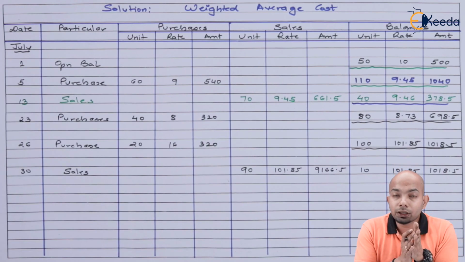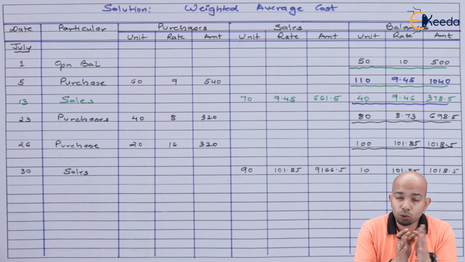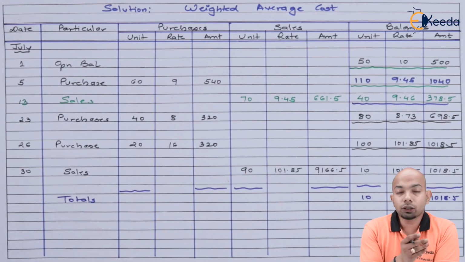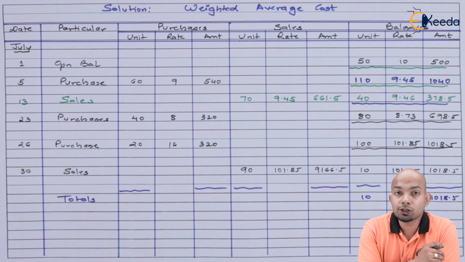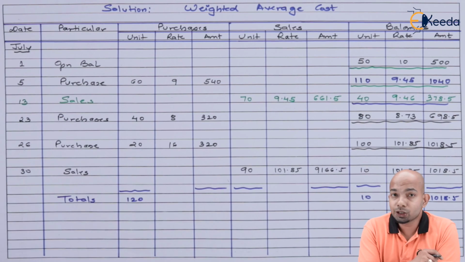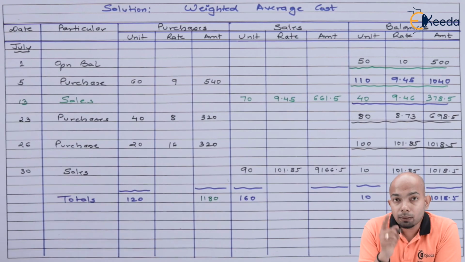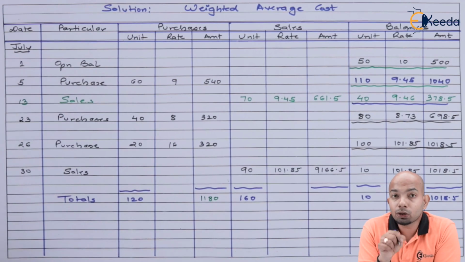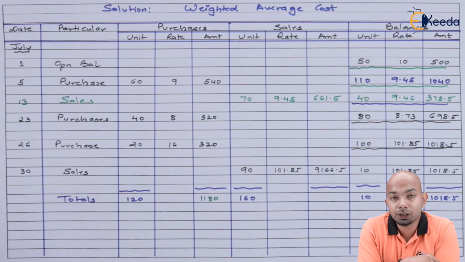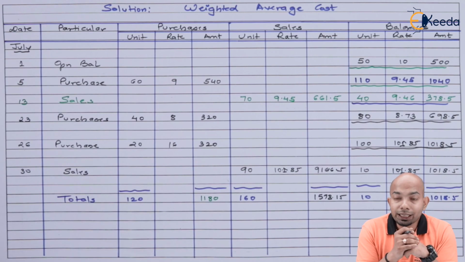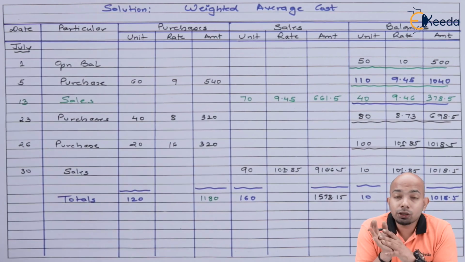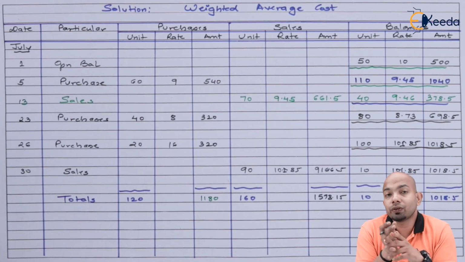Now again, when we have to prepare the totals here, we'll have to mention all these details. The balance total is easy. 10 units quantity is left as balance and the amount is 1018.5. Let's total the purchase column. Quantity will remain the same and the amount of purchase will also remain the same here. That means 1180 is the purchase amount total. The sales amount will differ, however the quantity will remain the same, that is 160 units. So the total of sales amount is 1578.15. That is the amount that has been mentioned here. So this is the total of the weighted average cost.